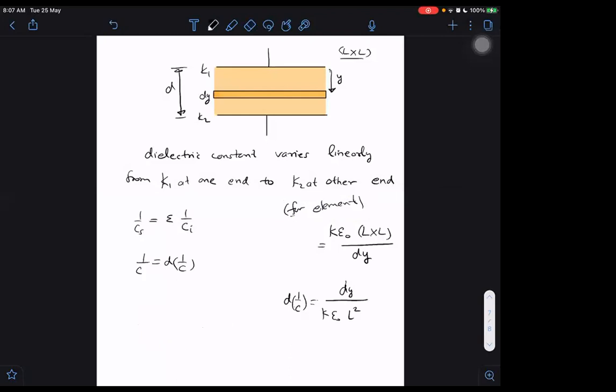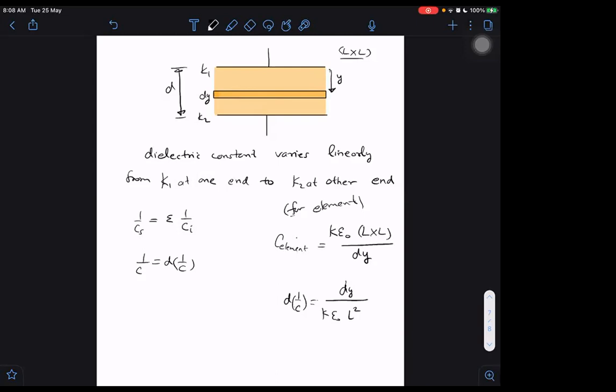Anyway, let me take this quantity k epsilon naught into L by dy. This is the capacitance of the element. What should I call it? If I call it C, you will say C is the net capacitance. It should not be called C. Then give me a name. C star you can call. C for element. Okay, let me write C element only.